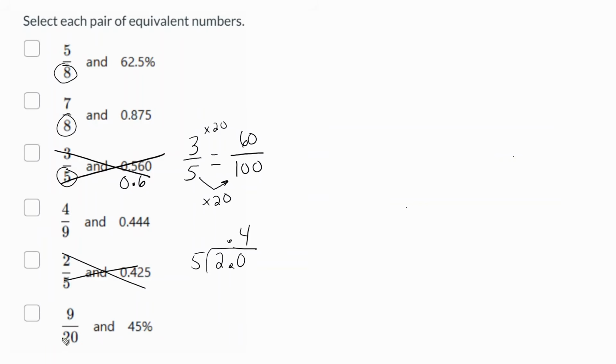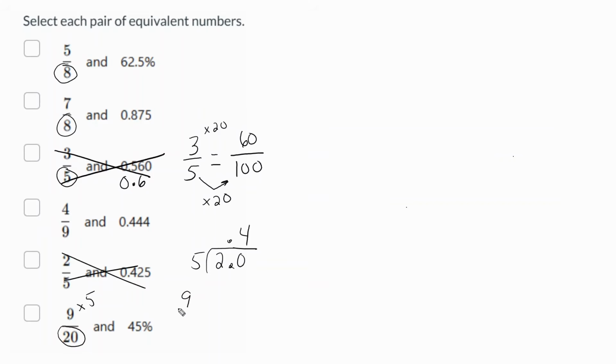All right, this denominator is 20, and 20 does fit into 100 exactly 5 times. So all we have to do is multiply this top number by 5. And 9 times 5 is 45. Therefore, it would be 45 out of 100, which is 45%.